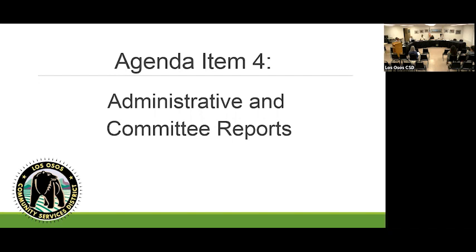Fortunately, the IWMA is going to handle a lot of the actual programmatic part of it, but we'll be responsible for enforcement if and when that does happen.